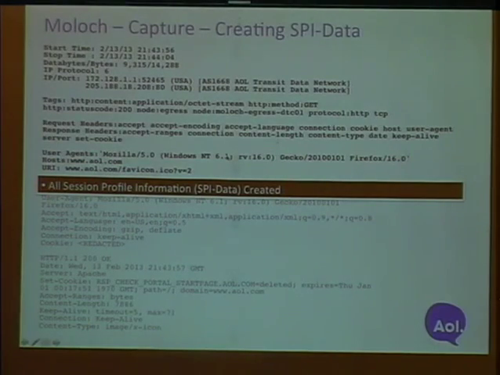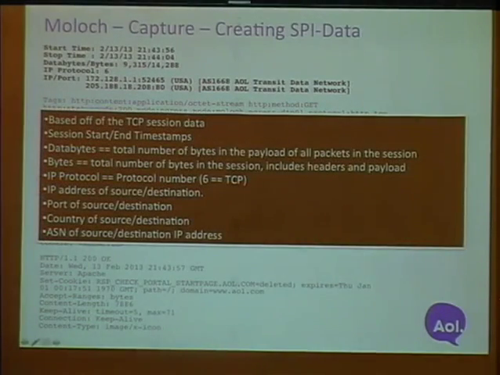So basically, the top part here is, based off of the TCP session data, start and end of the session, the data bytes, which is the total number of bytes in the payload of the packet and not the headers. The byte count is the total byte count for the session. So that would include payload and also IP header bytes. The protocol that was used, the IP protocol that was used, port, source, destination.